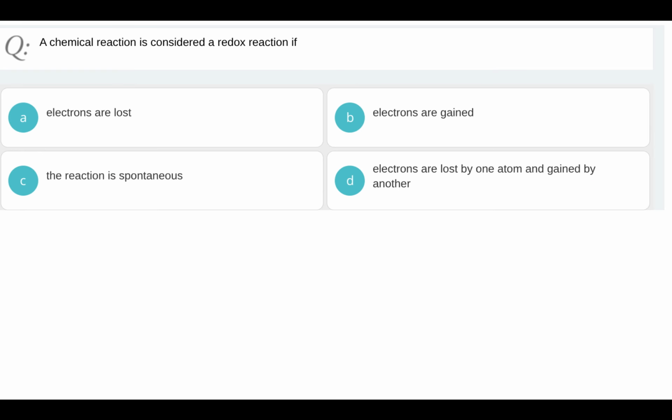Now this next one, a chemical reaction is considered a redox reaction if, and this one is all about the exchange of electrons. So yes, electrons do need to be lost, but that's not it. Electrons also have to be gained, but that's not it. It doesn't need to be spontaneous. It could be non-spontaneous. So the last one, electrons are lost by one atom and gained by another. That is definitely your answer, because not only can you lose, you also have to gain electrons for it to be a redox reaction.